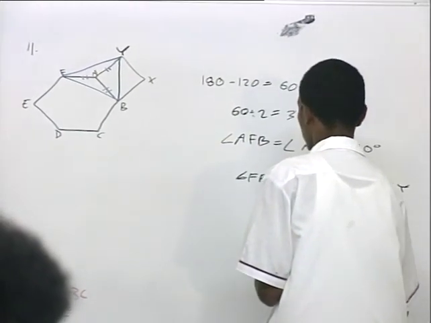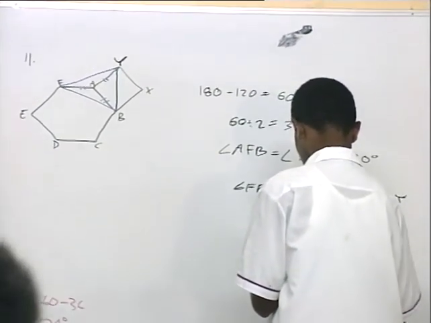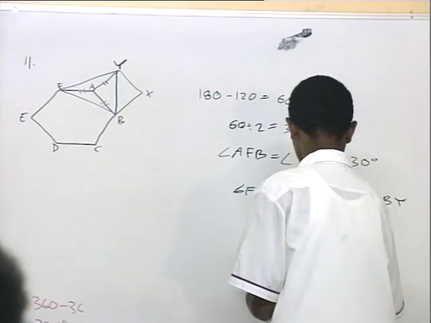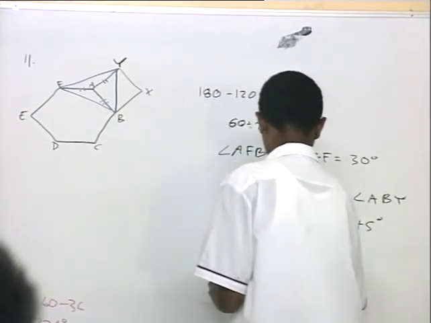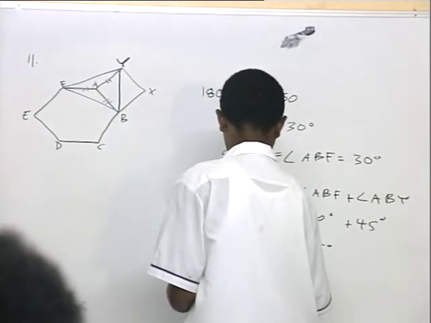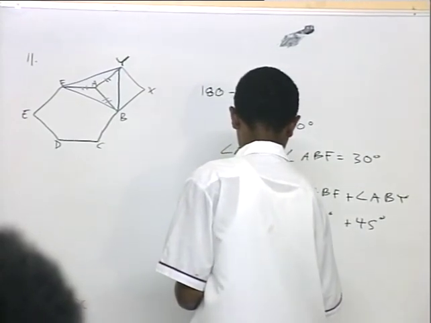VA has to be longer than 8. The height is 8. From here to the middle is 8. Huh? 8.4. That's what I got. From E to the middle here, I think it's 2.5.